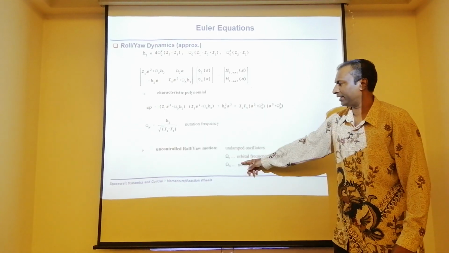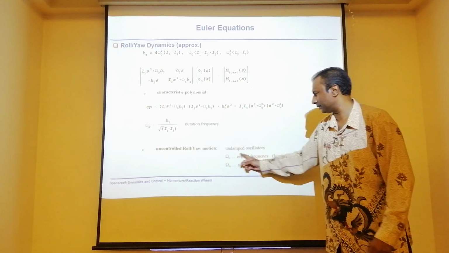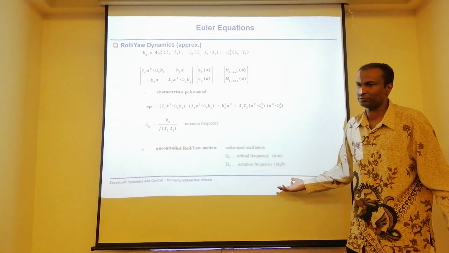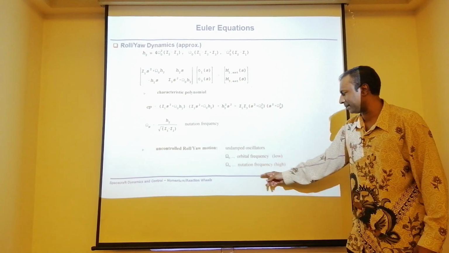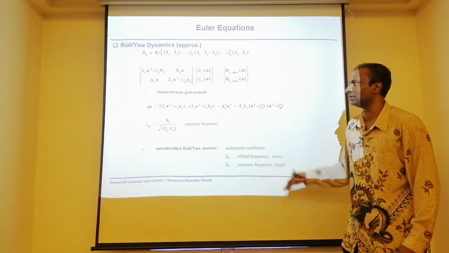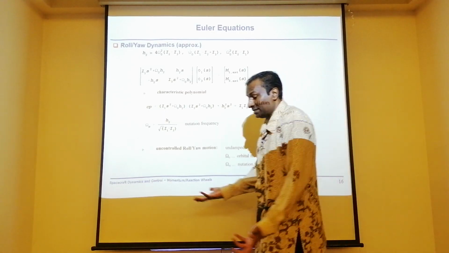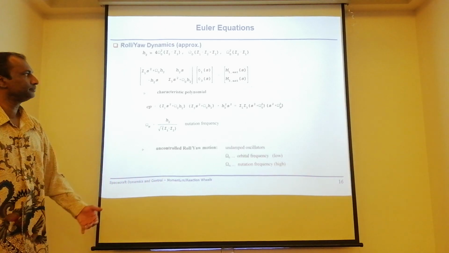Okay? Then the uncontrolled roll motion is basically an undamped oscillation, you can't do much because it's passive already. The orbital frequency is actually low, but the nutation frequency is quite high. So this is something that we need to try to damp. This is common for a bias momentum stabilized satellite.